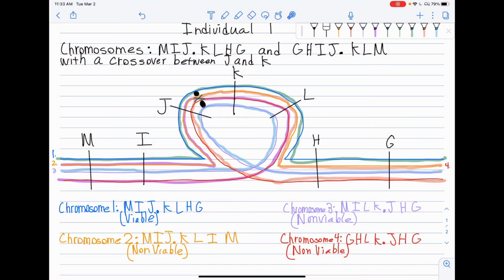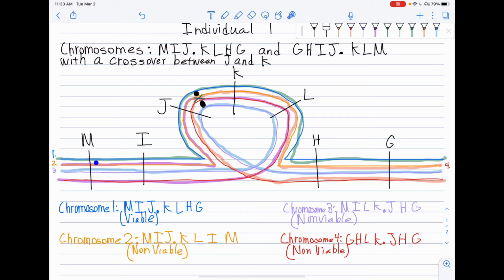We have individual 1 with the following two chromosome arrangements, and the periods stand for centromeres. There's a crossover between J and K, and the way I like to think of these lines is almost like tracks for cars to follow. They go through certain gates that give them certain arrangements at the end of their journey.